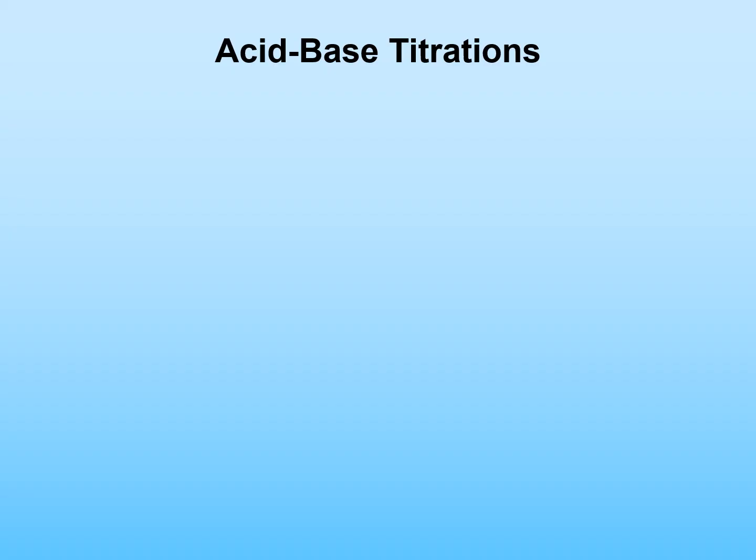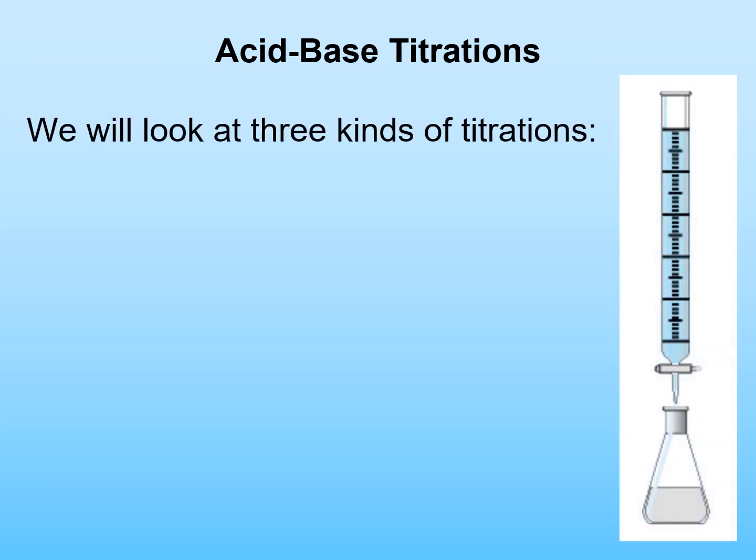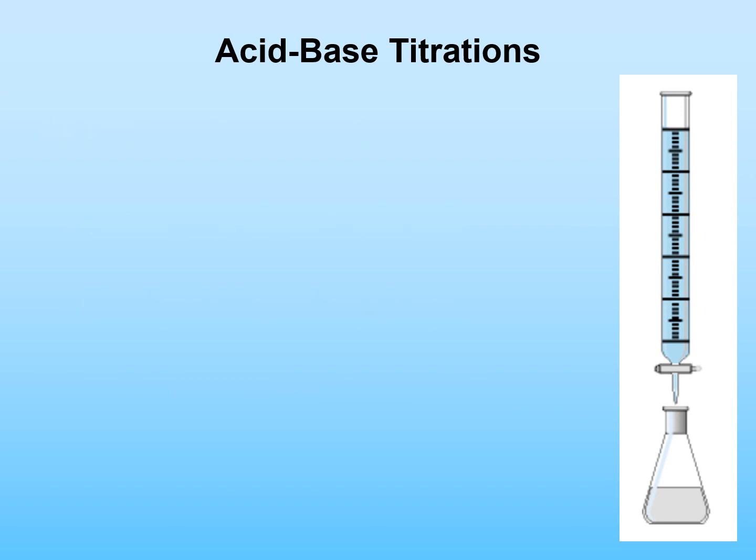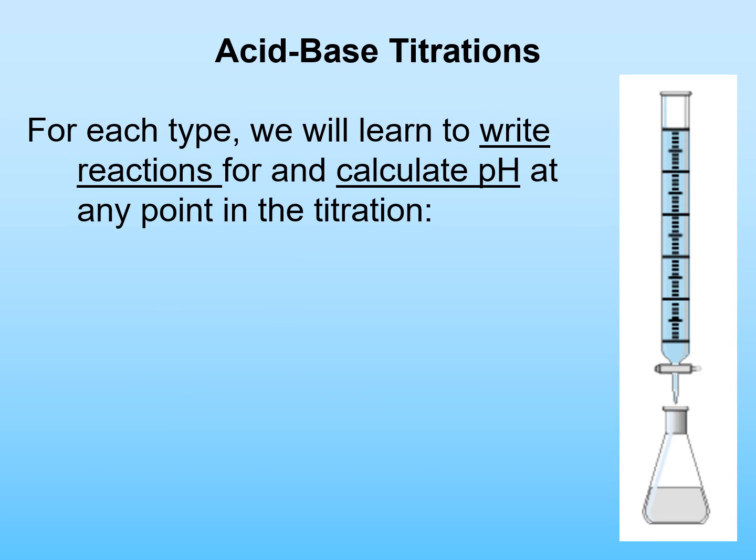So looking a little bit more into titrations. There are 3 types of titrations we're going to look at. We've already done titrations between a strong acid and a strong base. New ones that we're going to come across are whenever we have a weak acid that's being titrated with a strong base, and when we have a weak base that's being titrated with a strong acid. For each type of titration, we're going to learn how to write the reactions for it and how to calculate the pH at any point in time during the titration.